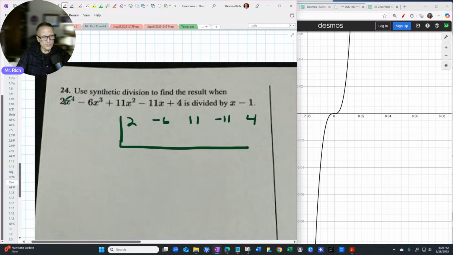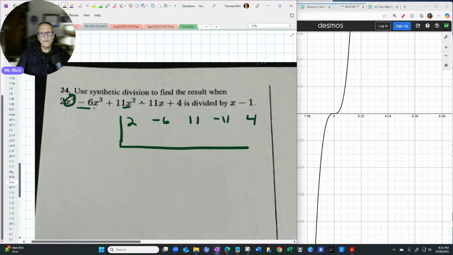Since I'm starting at x to the 4th, I have to have a coefficient for x to the third, x to the second, x to the first, and x to the 0. And I do. If there was no, say that negative 11x was just not there, I would have to put a 0 in place of it, right? Because I have to make sure that I account for all the terms from the highest degree all the way down to the degree of 0. But we have a negative 11 there, so that is going to be a negative 11.